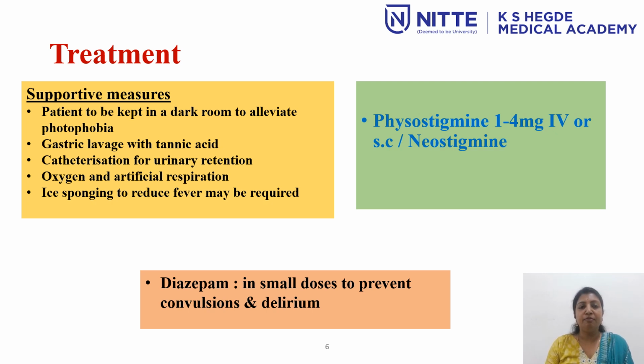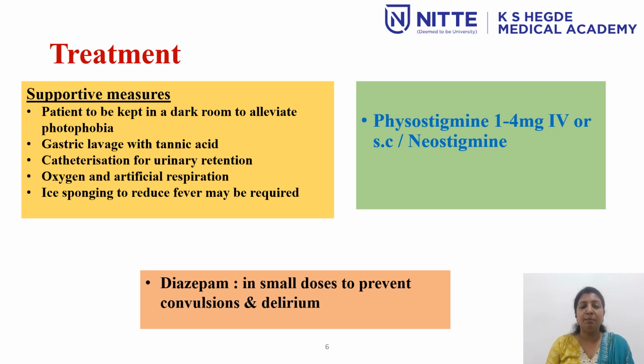The specific treatment for atropine poisoning is physostigmine or neostigmine. Physostigmine is preferred if CNS symptoms are also seen. The dose of physostigmine is 1 to 4 milligrams intravenous or subcutaneous, or neostigmine can be used. As all of you know, physostigmine and neostigmine are anticholinesterase drugs. They inhibit the cholinesterase enzyme, further increasing the concentration of acetylcholine. That is the main treatment for atropine poisoning.